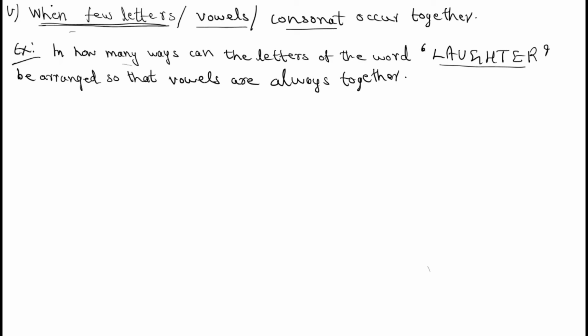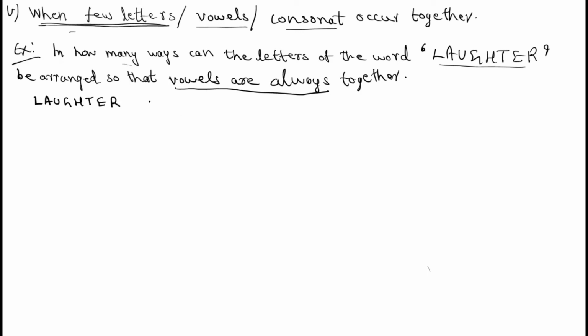Take one example. In how many ways can the letters of the word LAUGHTER be arranged so that vowels are always together? A word is given, and you need to make an arrangement such that vowels are always together. Consider the given word, that is L A U G H T E R. This is the given word.